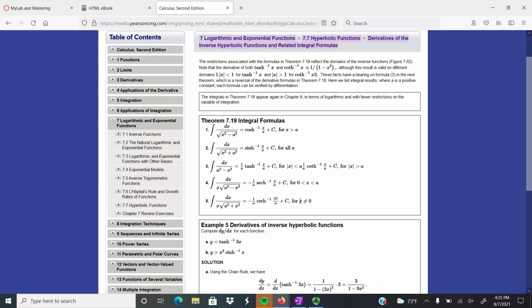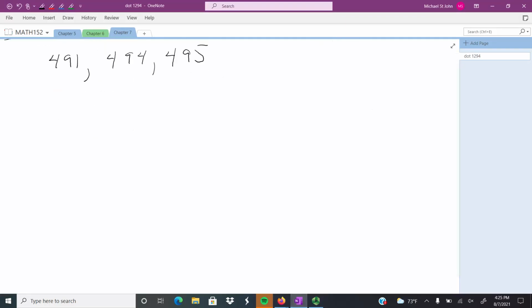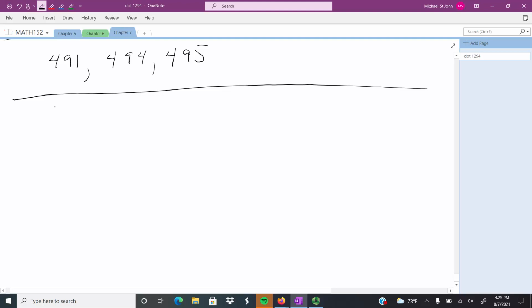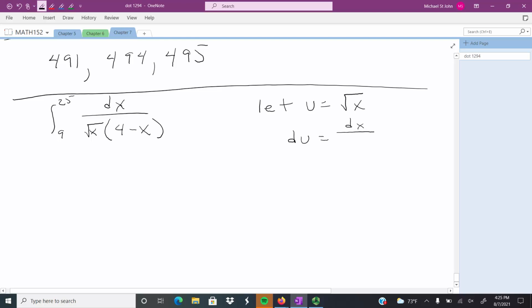And so let's look at an example of one of those. And so last part of this video, one last example. So we now have this one. Integral from 9 to 25 of dx over the square root of x times 4 minus x. And again, we'll let u equal the square root of x, and du equals dx over 2 square root x, right?